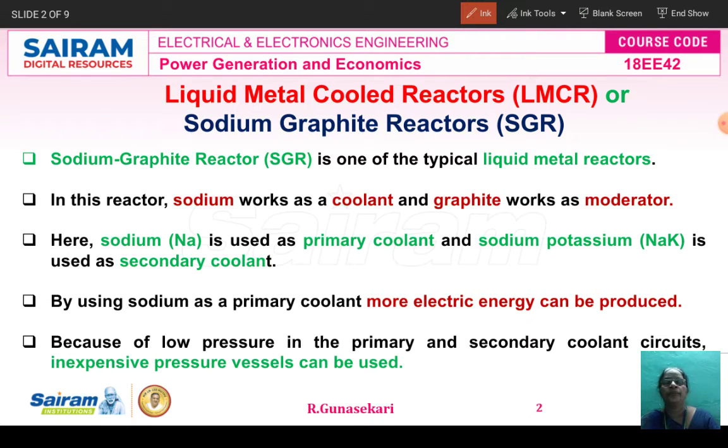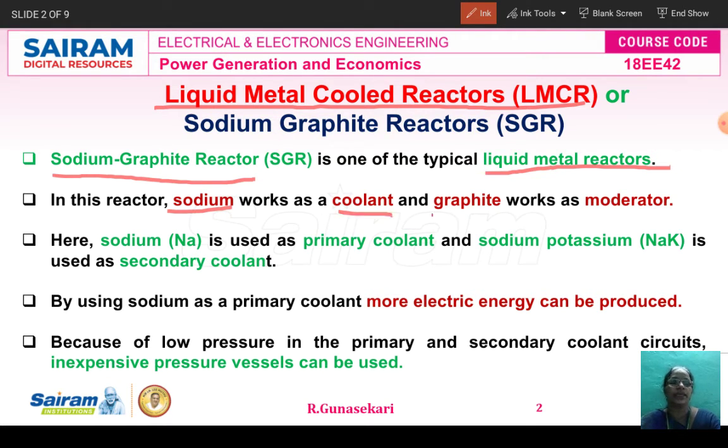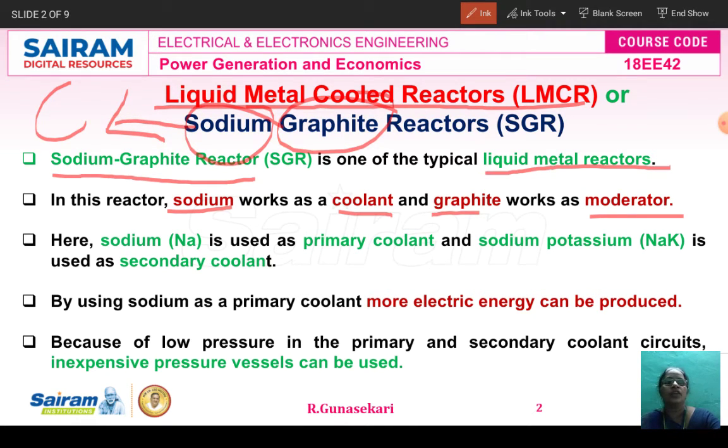Students, the sodium graphite reactor is one of the typical liquid metal reactors. That's why it is called a liquid metal cooled reactor. In this reactor, sodium works as a coolant and graphite works as a moderator. The name itself tells you: sodium is used as a coolant, and graphite is used as a moderator. Therefore, this type of reactor is called a sodium graphite reactor.